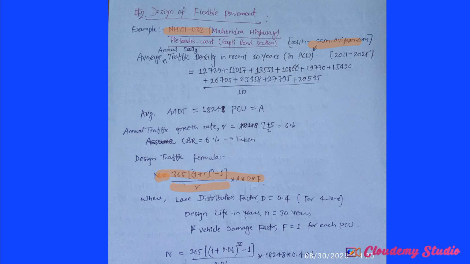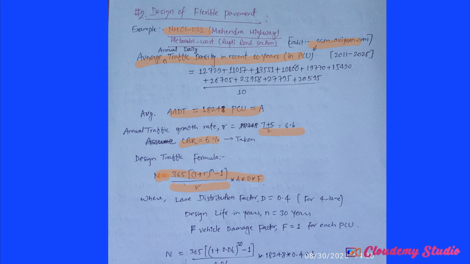From this website, the average annual daily traffic for the recent 10 years in the given road section is calculated as 18,248 PCU, and the annual traffic growth rate of the given road section is 6%. Here we take effective CBR as 6%.